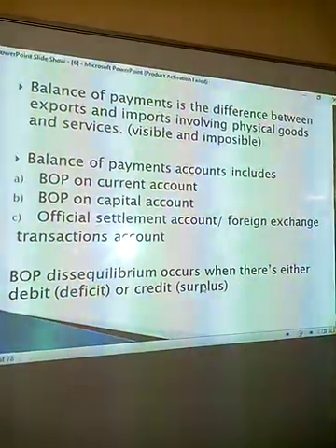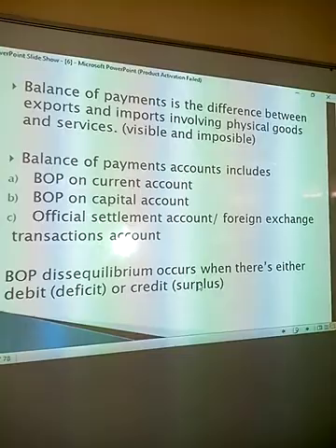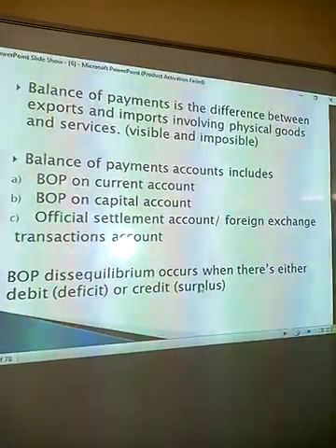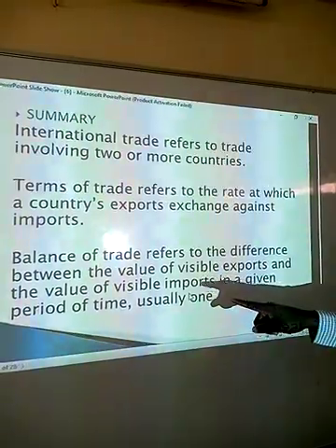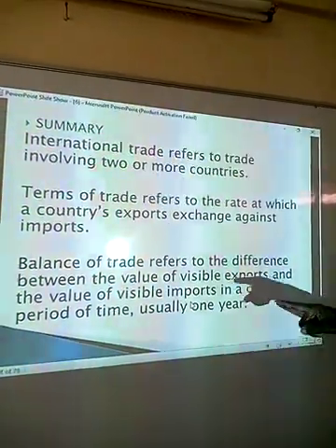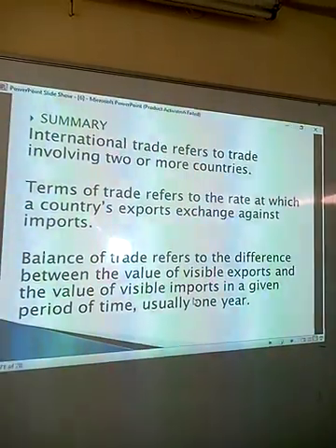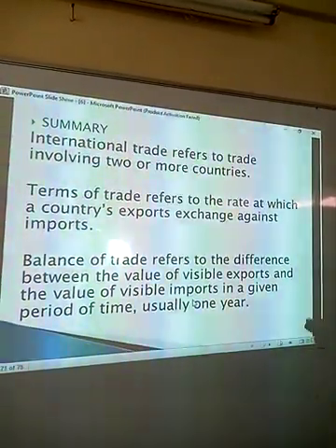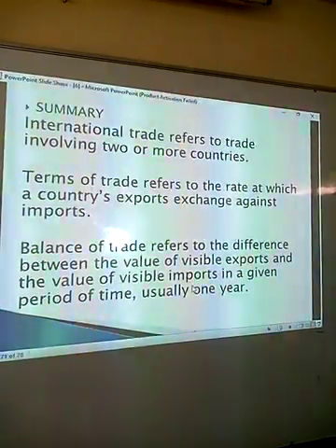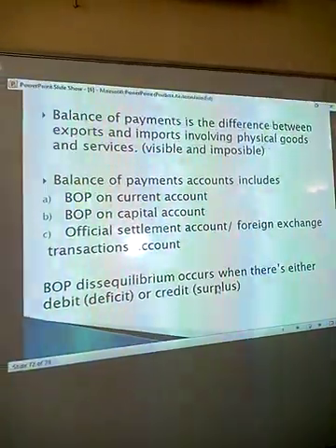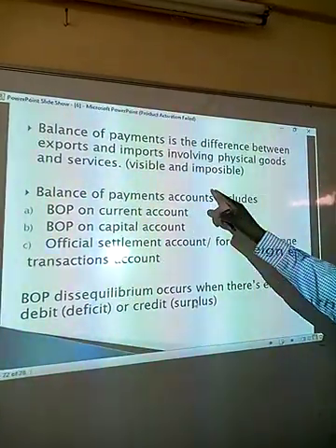We also have the balance of payments, which is the difference between exports and imports involving physical goods and services, both the visible and the invisible products. Now, we have what is known as the balance of trade, which refers to the difference between the value of visible exports and the value of visible imports. You need to understand clearly the difference between balance of trade and balance of payments. Balance of trade only deals with the visible commodities, the physical goods and services. The balance of payments refer to the difference between exports and imports, both the visible and invisible.